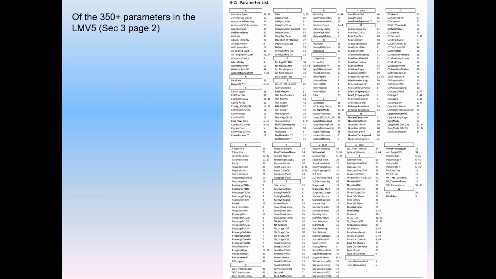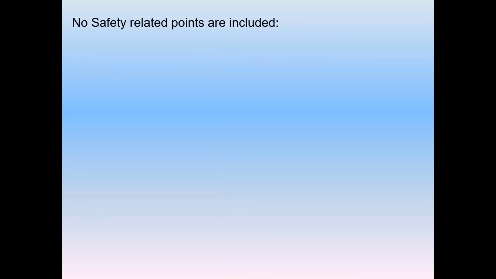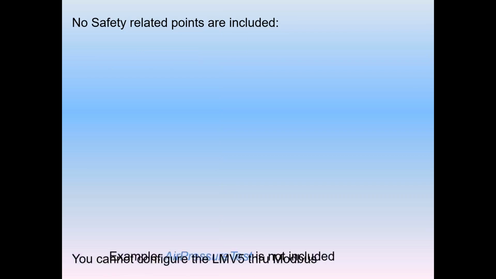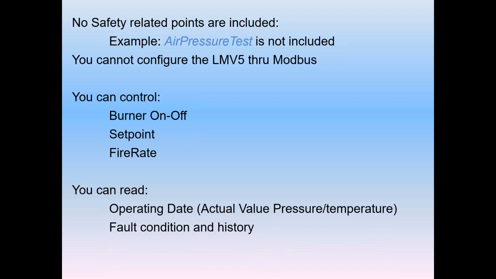Of the 350 plus parameters on an LMV5, only about 100 are included in the Modbus point list. You can see the LMV parameters in section 3 and the Modbus points in section 8. No safety-related points are included in Modbus. For example, air pressure test is not included, and you cannot configure the LMV through Modbus. You can control burner on-off, set point, fire rate. You can read operating data, actual value, temperature, fault condition, history.